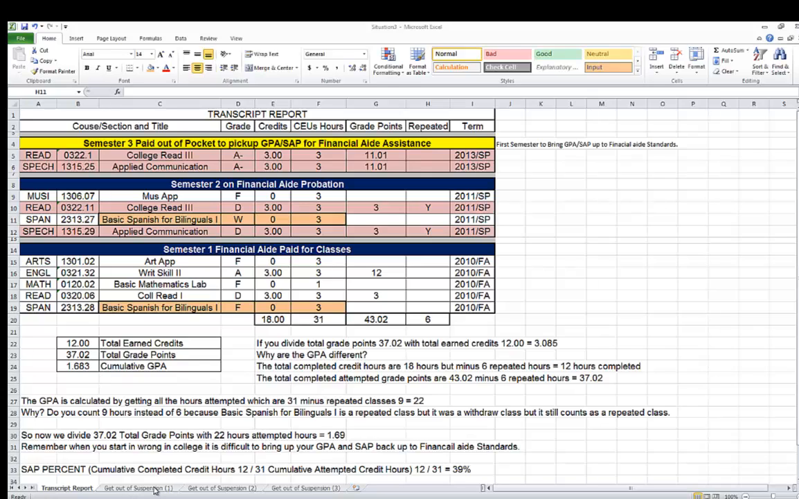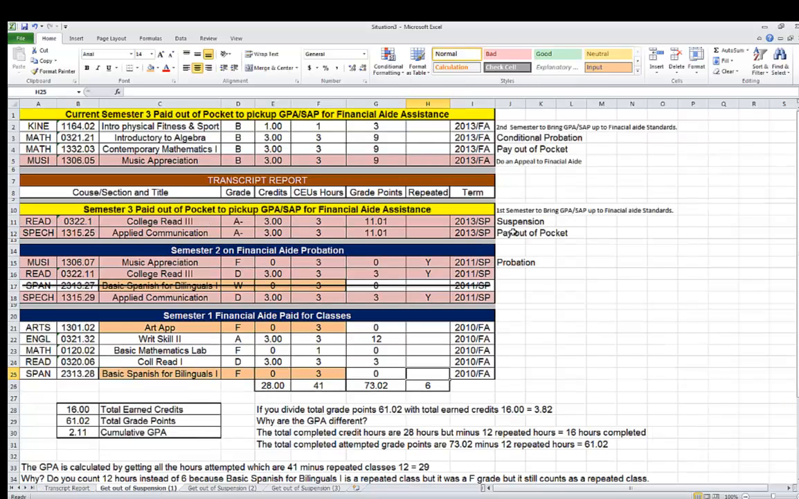That was the first semester. They took College Reading 3 and Applied Communications, so these two classes replace these two. They had a D, now they have an A, but they count as repeated classes. Now, the first semester, the student had to pay out of pocket and was on suspension.